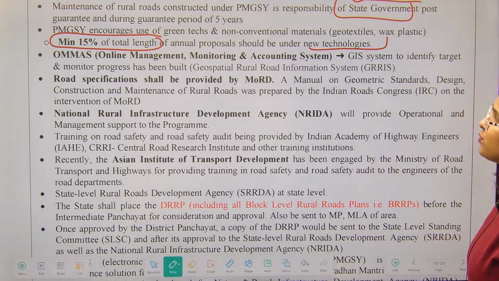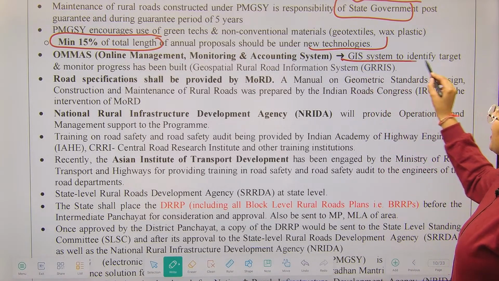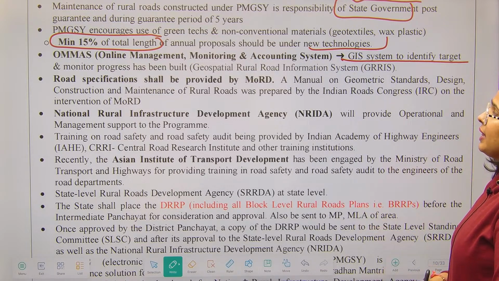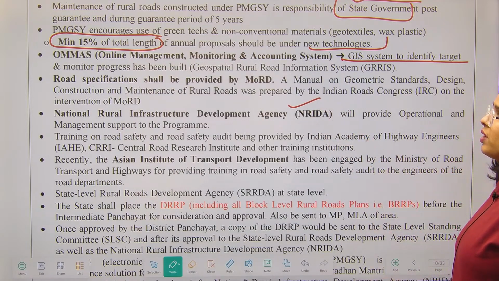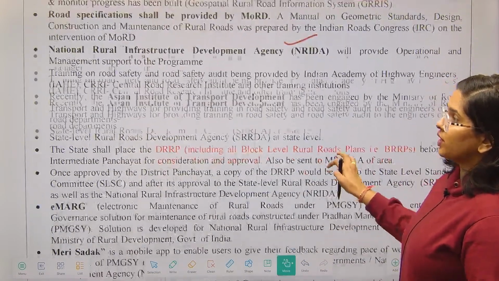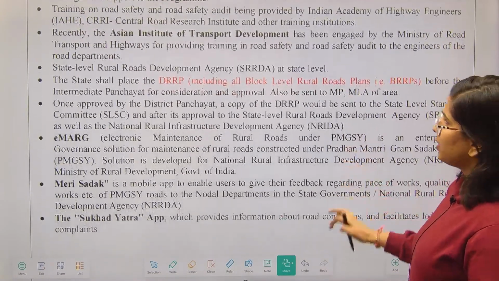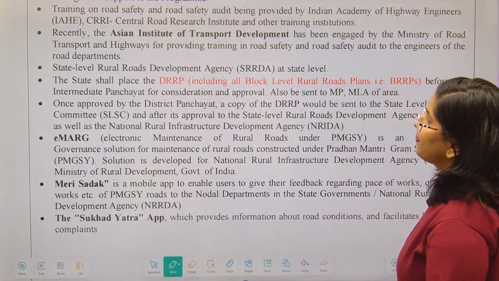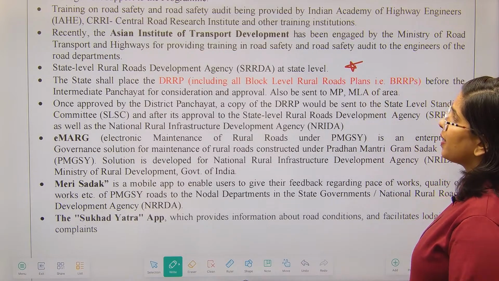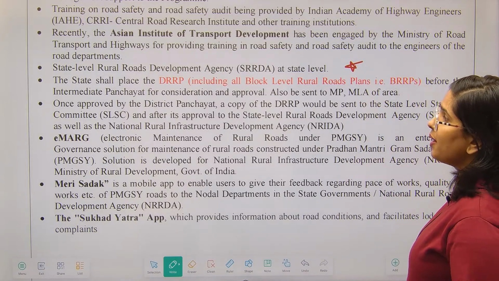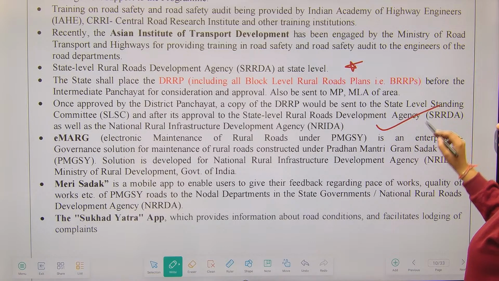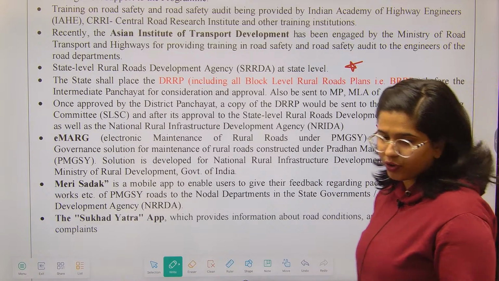Then there is the online management monitoring and accounting system. It is the GIS system, Geographic Information System, to monitor the progress that has been built. Then there is an agency called the National Rural Infrastructure Development Agency, which provides management related support to this particular scheme. Now, the State Rural Roads Development Agency is there at the state level. States also place the DRRP. So these are the district level plans which are placed. Once approved by the district panchayat, a copy is sent to the state level committee. Now this is something which is not important for you, right?